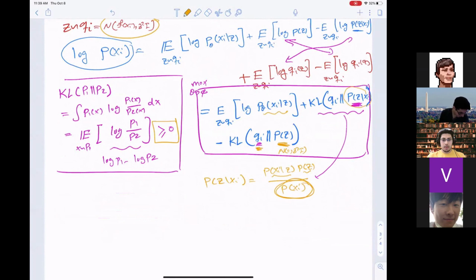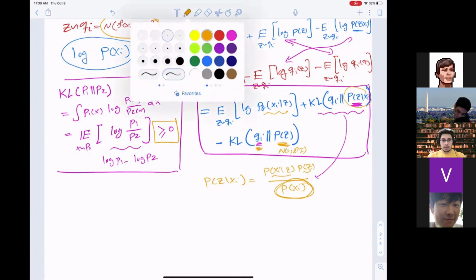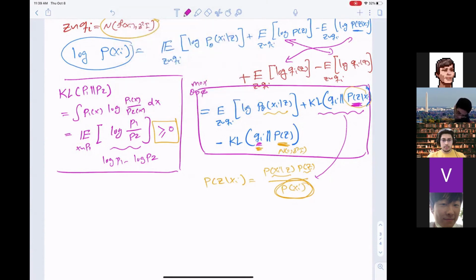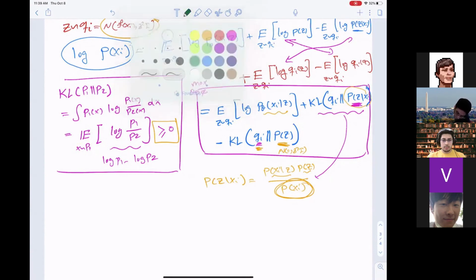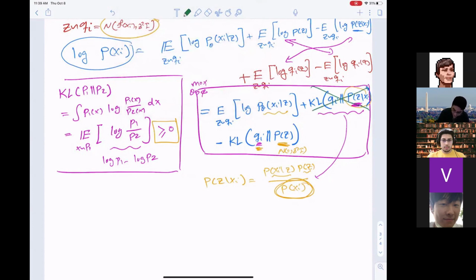I'm not going to show it, but I think it's good practice for you to do it. So if I just ignore this term, I'm ignoring a positive term. Therefore, the remaining terms will be a lower bound. And that's it. That's the variational lower bound, or evidence lower bound.